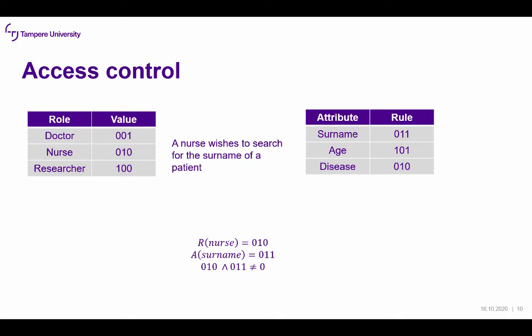Now, if instead of the attribute surname, the nurse wanted to search for the attribute age, then the conjunction of the two strings would be 0, and hence the nurse would not be able to search for that specific attribute.